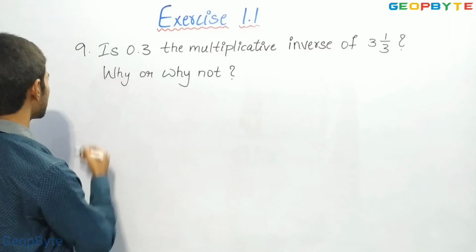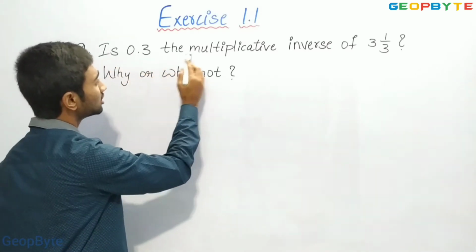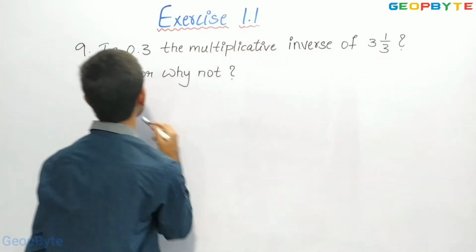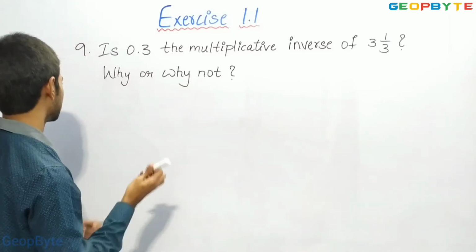Now, let us see the ninth question. Is 0.3 the multiplicative inverse of 3 1 by 3? Why or why not? Let us find the answer.